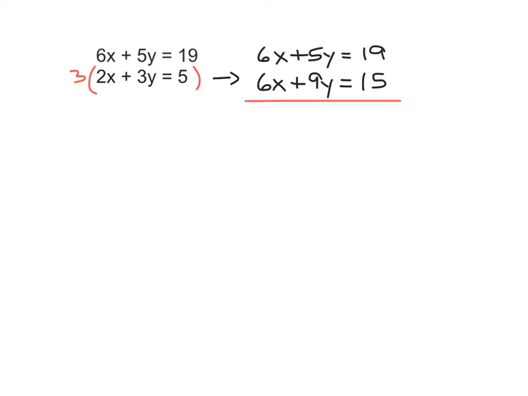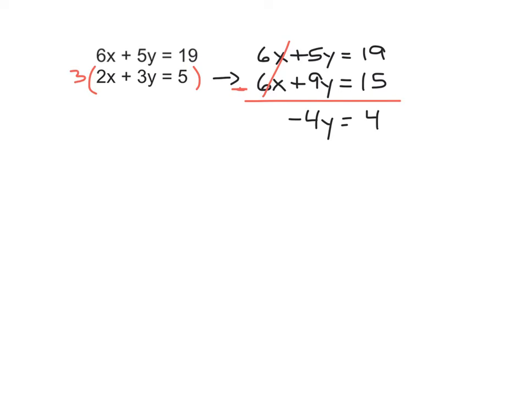All right, now, are we going to add the two equations or subtract the two equations? Well, if you said subtract, you are right, because if we added them, we would get 6x plus 6x is 12x, and that's not what we want. We want 0x, which means they're eliminated. So we're going to subtract these two equations. So 6x minus 6x cancels out, eliminated. 5y minus 9y will give us negative 4y. And 19 minus 15 is 4.